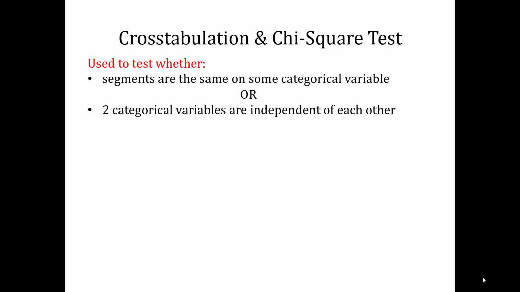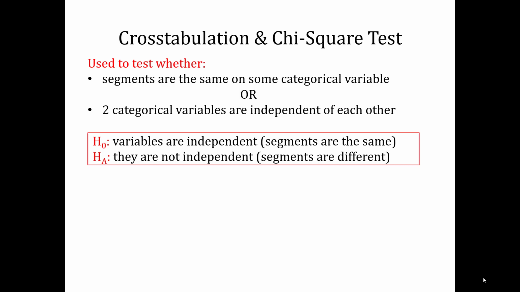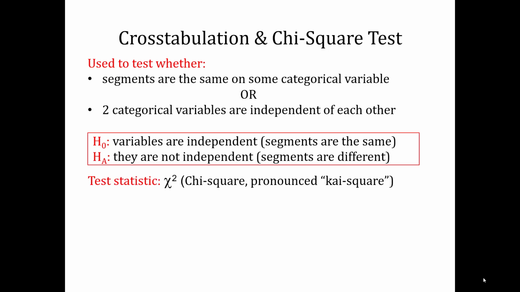That is, if there is no difference between the segments, the segmentation variable is unrelated to the other variable. So our H0 is that the variables are independent. The alternative is that they are not independent. We use a chi-square test statistic, pronounced chi-square.